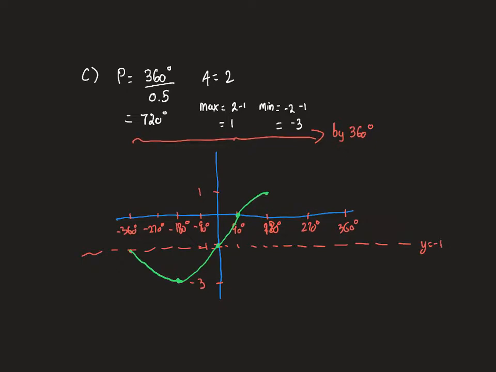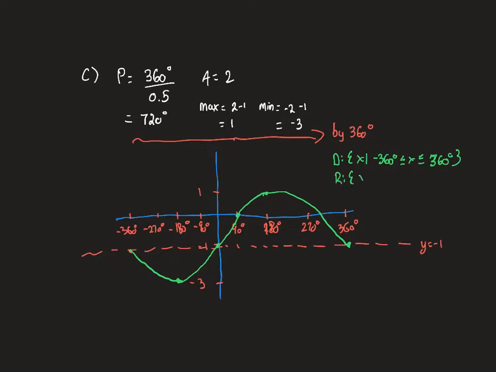And finally, let's complete it. By the time I get to 360, I should be right back to where we began. And that's my full graph. So domain. What's my smallest? Well, my smallest is negative 360. What's my biggest? Positive 360.